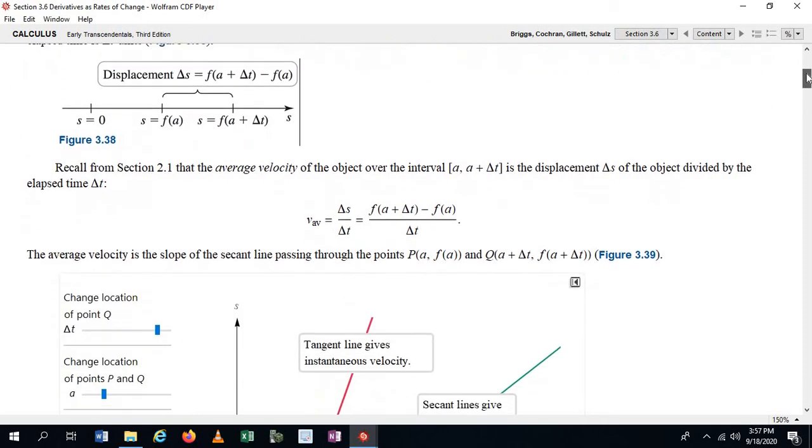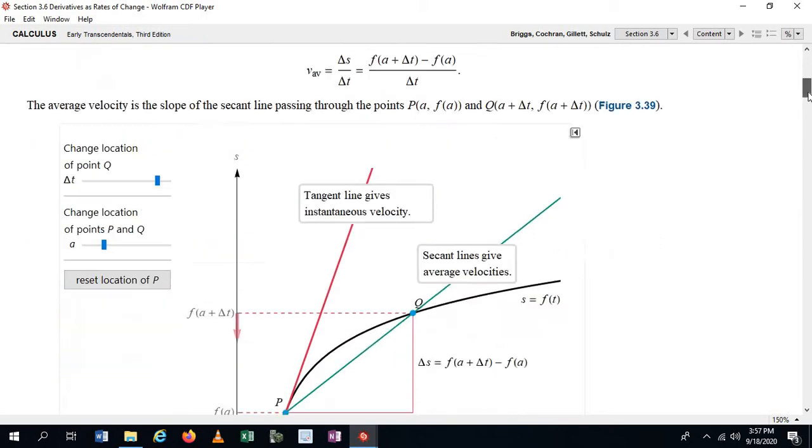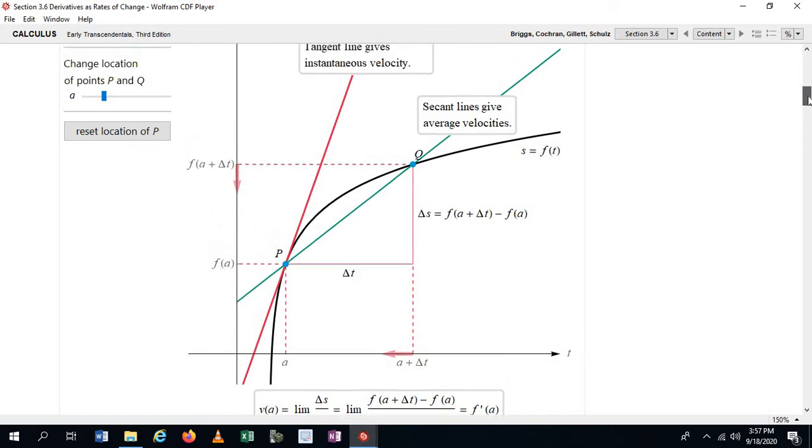Now, if we take delta s and divide it by the change in time, the displacement of the object over the time period, that gives us the average velocity of the object over that time period. In fact, we can interpret that graphically.